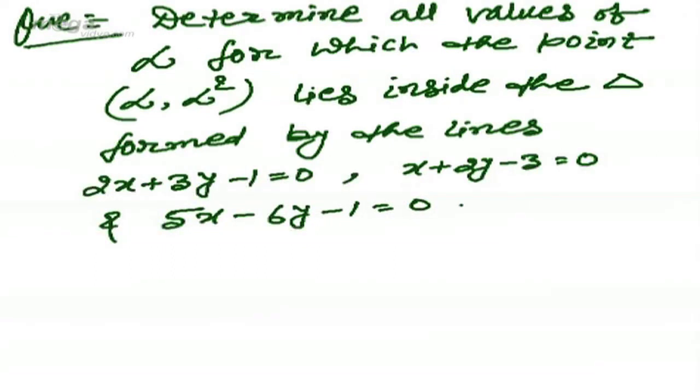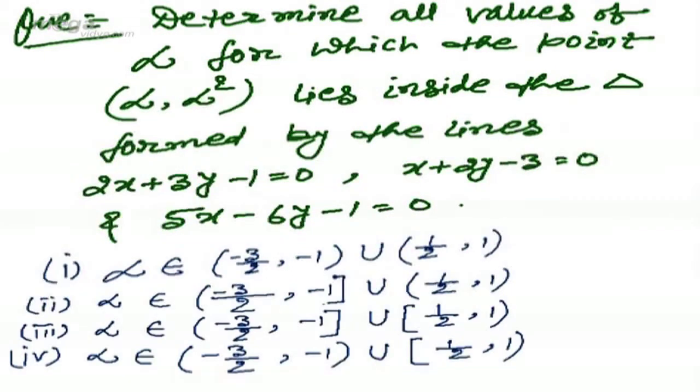And your options are: the first option is alpha belongs to the open interval (-3/2, -1) union the open interval (1/2, 1).